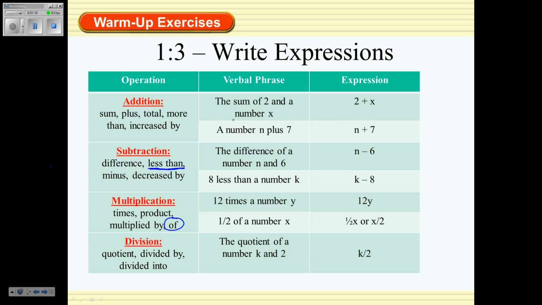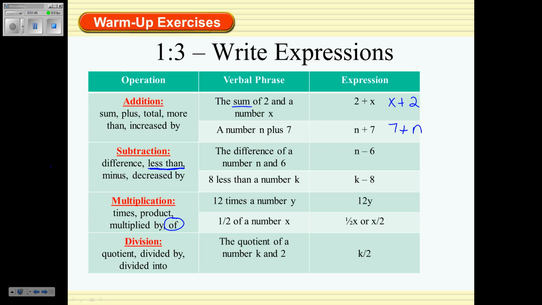Okay, the verbal phrase, the sum of 2 and a number x. In other words, sum is our keyword, meaning addition. We are adding the 2 and the number x. So it becomes 2 plus x. Okay? And then obviously the next one, a number n plus 7. That's very simple. It's obviously n plus 7. Now, the thing about addition is it's commutative. It does not matter the order that you write these in, even though in the sentence n plus 7 comes first, 7 plus n will give you the same result because it's addition.